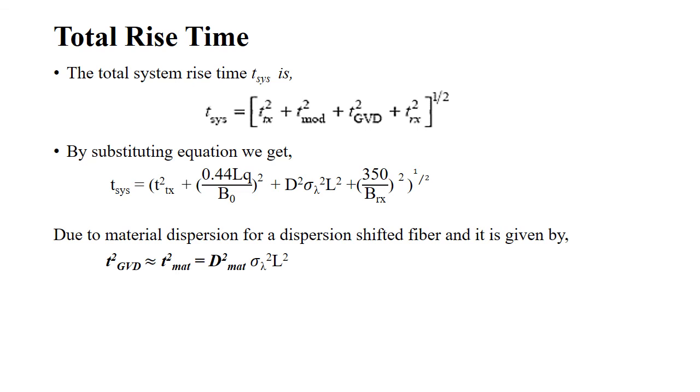So when all the times are given in nanoseconds, sigma lambda is the half power spectral width of the source. So the dispersion is in nanoseconds per nanometer per kilometer, and this is 0.07 nanoseconds per nanometer kilometer in the 800 to 900 nanometer region. So this is due to the material dispersion for the dispersion shifted fiber, and it is given by T_GVD squared is equal to T_mat squared, that is equal to D_mat squared sigma lambda squared L squared.